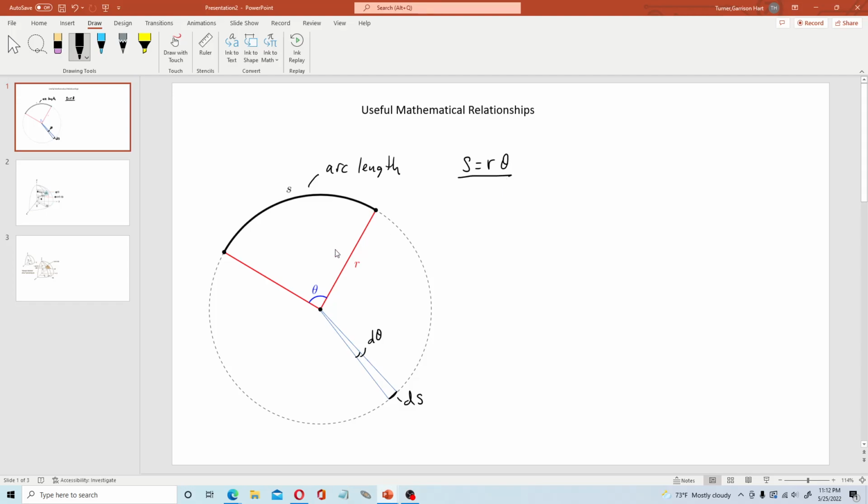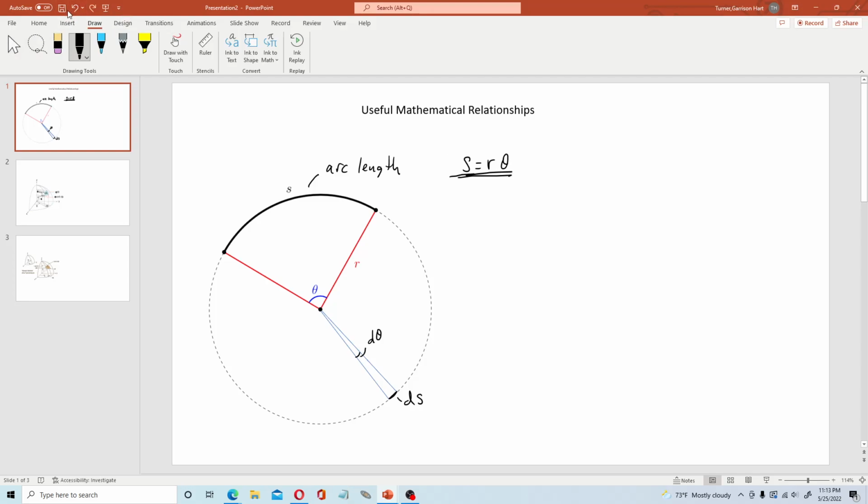arc length. Okay, so just a refresher, when you have a circle, you have the center and you have two radii that make an angle theta. The length along the perimeter that the two radii subtend is going to be called the arc length. And your arc length, the radius of your circle, and the angle theta are going to be given by this formula. All right. So S is equal to theta R.